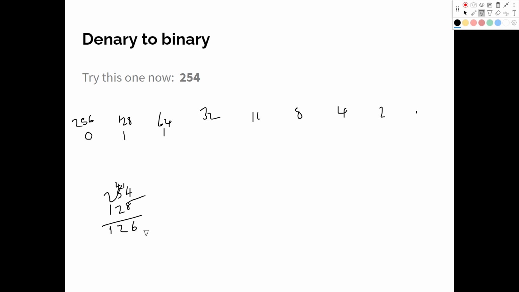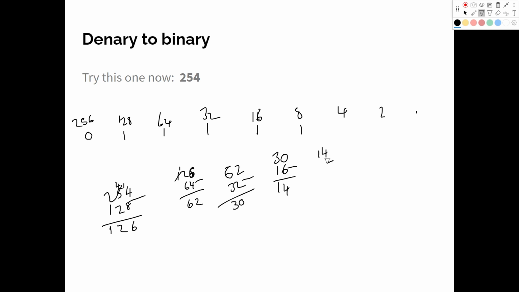I can use the 64. That's 62. I can use the 32. I can use the 16. I can use the 8 to make 14. And I know that a 6 is made up of a 4 and a 2, so that's a 1, 1, and the last one gets a 0. So this is 254: 0, 1, 1, 1, 1, 1, 1, 1, 0. There we go. This is using the subtraction method.